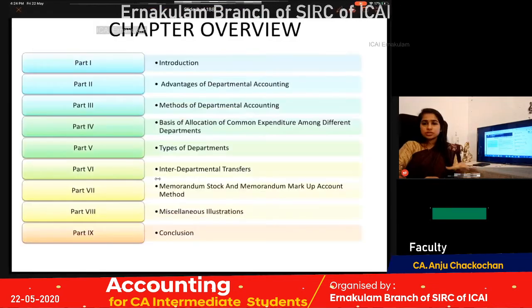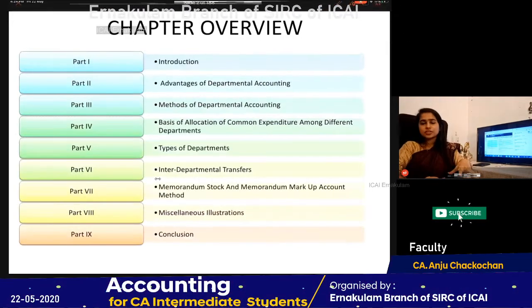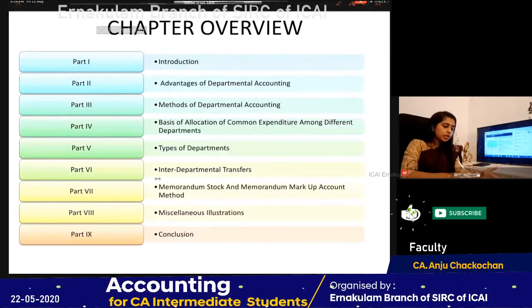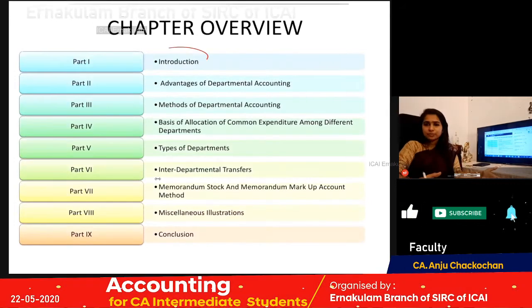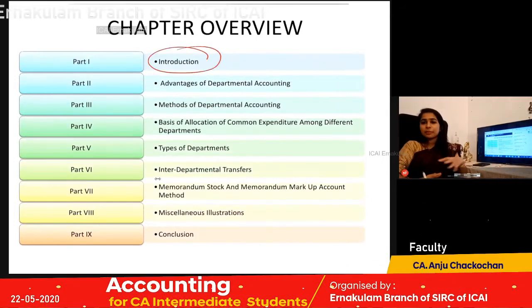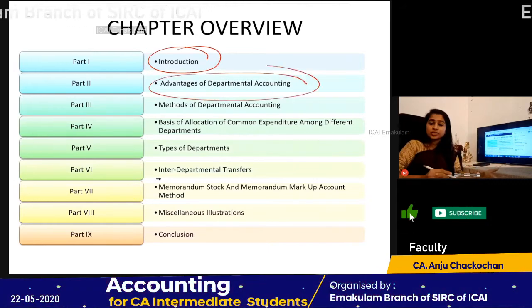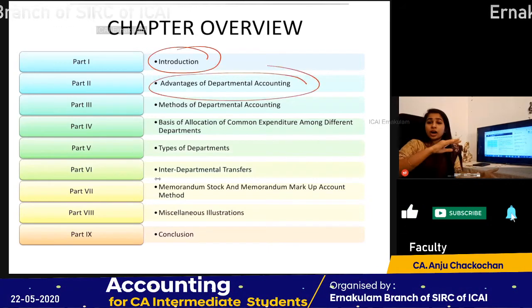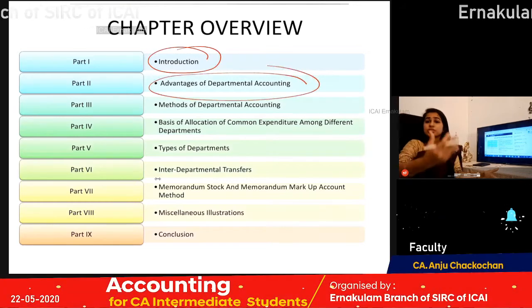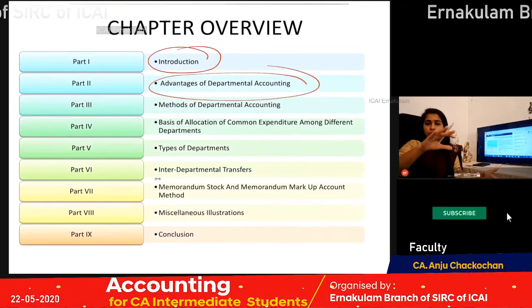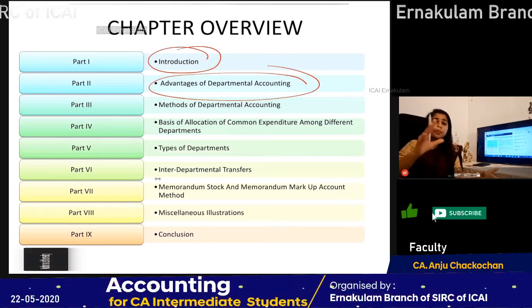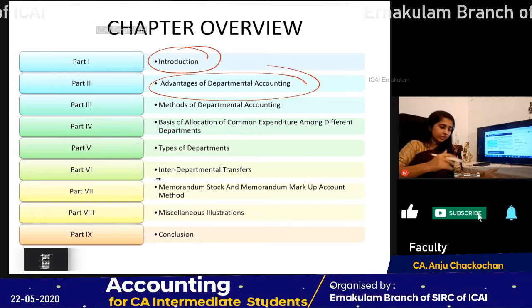This is exactly the gist of what we have learned. Introduction: why do we have the concept of departmental accounts? It's for better control, better efficiency, and things of that kind. The advantages: we'll be able to understand to which department we have to pull in more investment, which department is working more efficiently, and things of that kind.